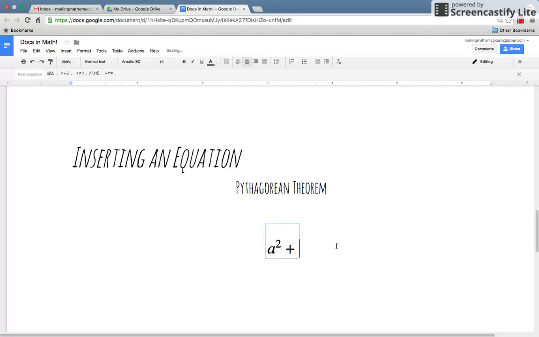And I'm going to do plus b, and I want to make it squared again. So I'm going to hit Shift 6 and then the 2. So a squared plus b squared, right arrow, equals c, Shift 6, 2. So a squared plus b squared equals c squared. And that gives me my Pythagorean theorem.